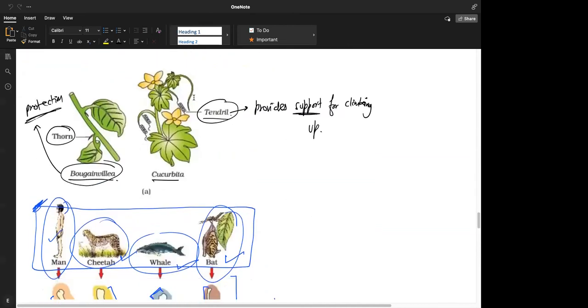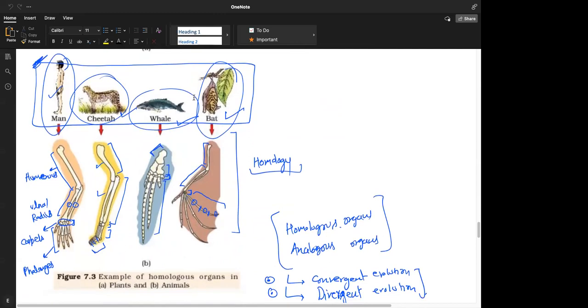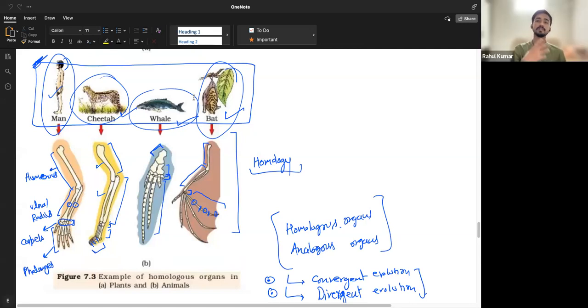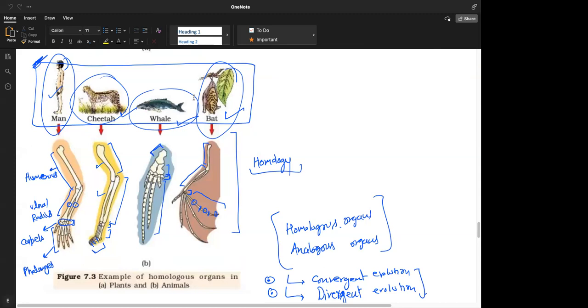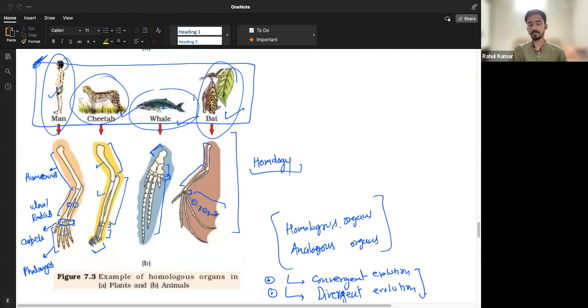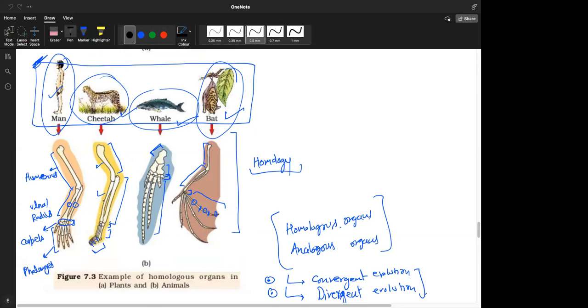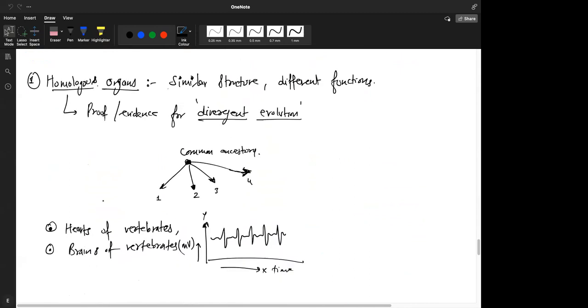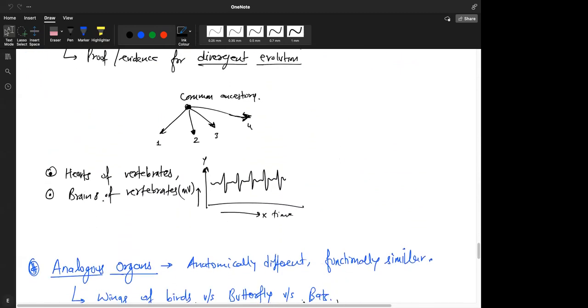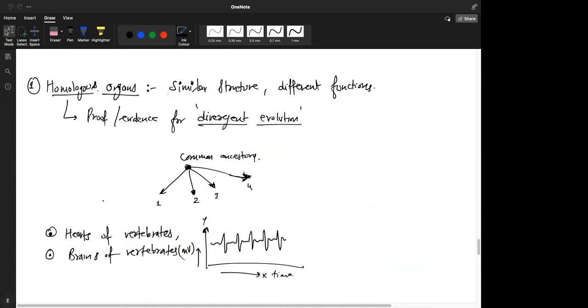They're structurally different. And for humans, the bones help us to stand erect, whereas for the cheetah, they help to run faster. Yeah, but they're structurally similar. That's homologous organs. My bad. Yes, they're structurally similar but functionally different. Exactly. Then we talked about how homologous organs are a result of divergent evolution. Divergent evolution is when organs evolve from a common ancestry and diverge into different forms to adapt best to their environment.